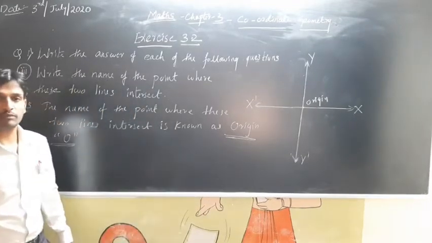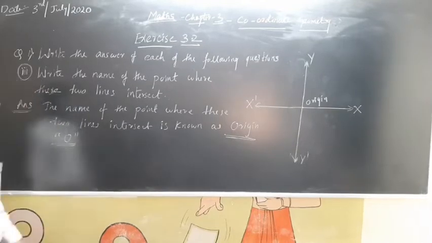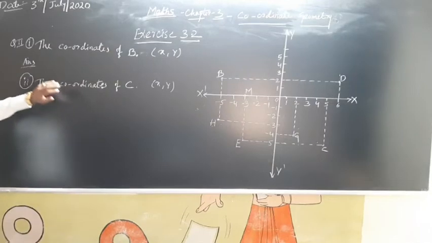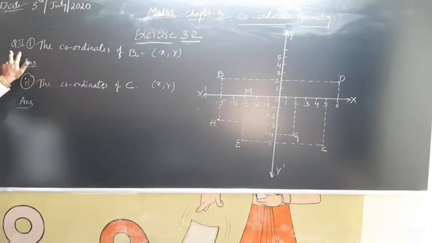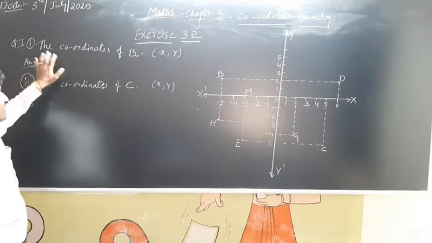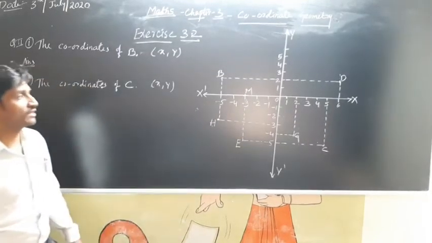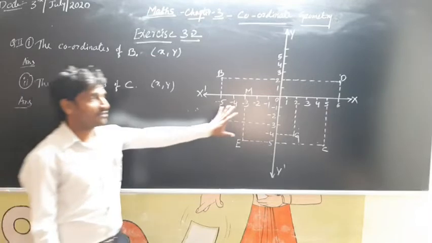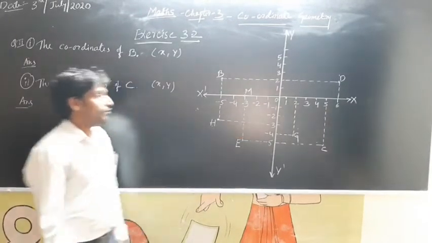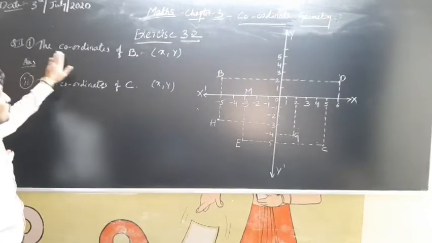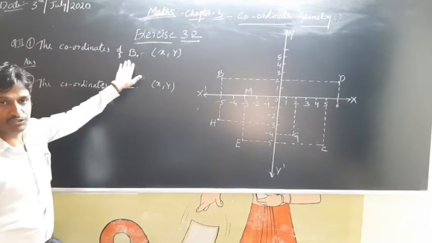Let me take you straight away to the second question. So let me take you to the same part of exercise 3.2. Question number 2, first question. To answer these questions, we need to look at the diagram, which is also given in your textbook. Hope you can observe the diagram of the textbook which has been given here. This diagram has been drawn for you. So, looking at the diagram, let me answer the first question here. What is the first question? The coordinates of B. This is the question given.